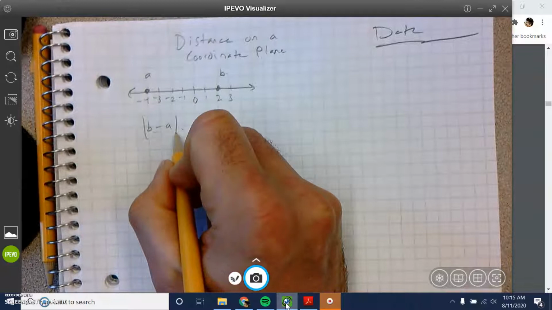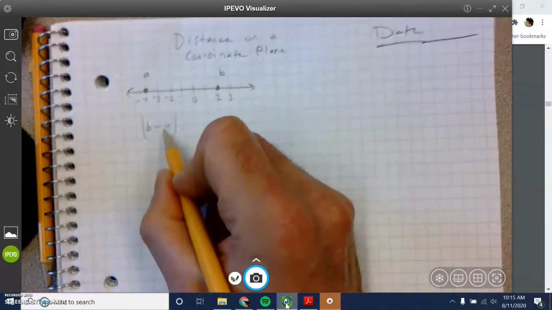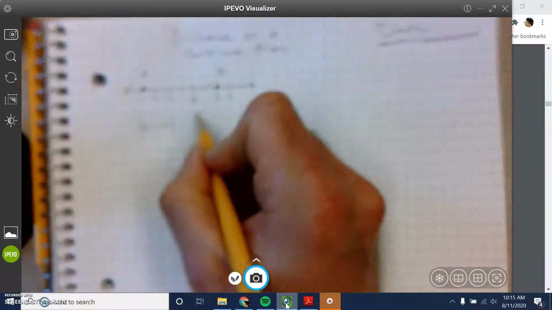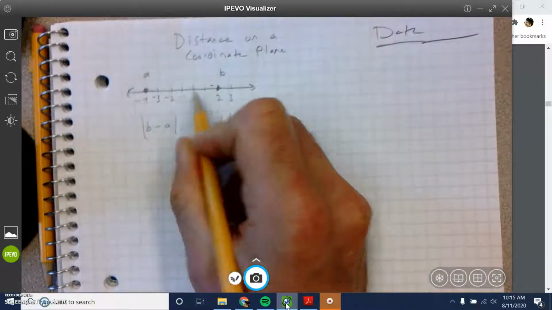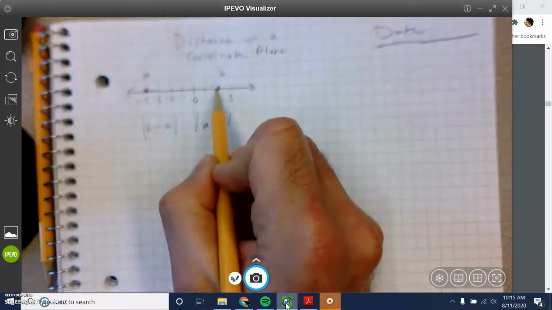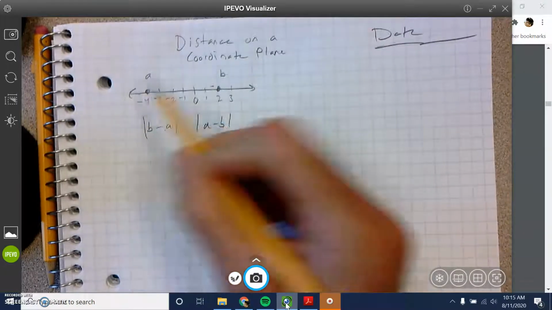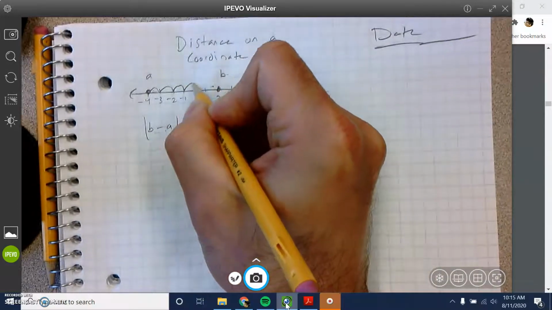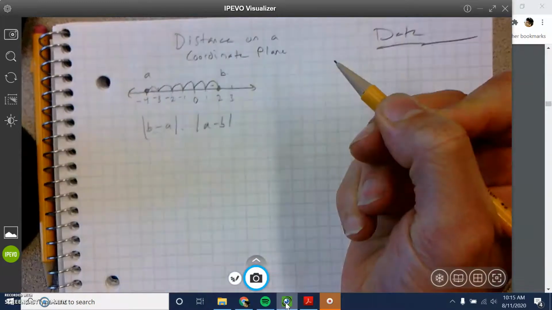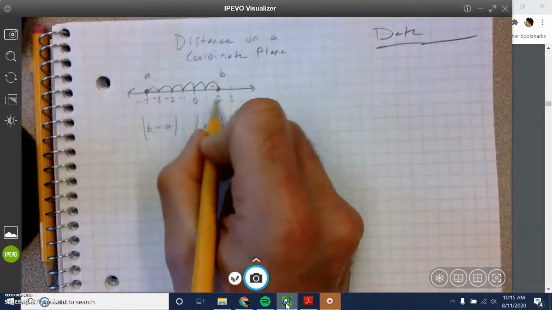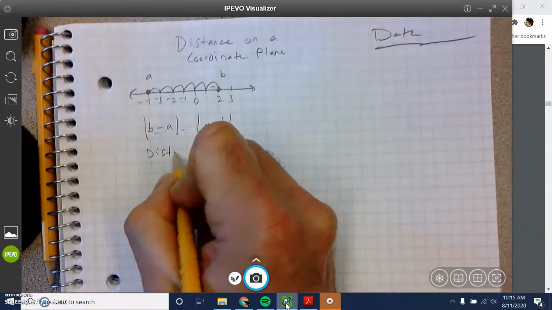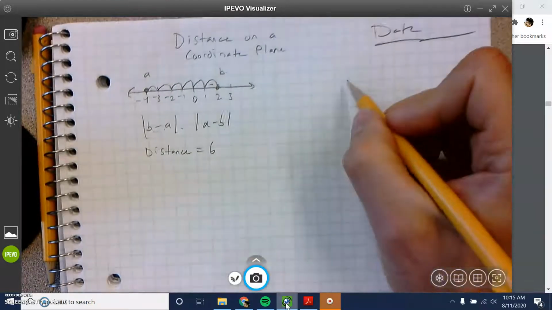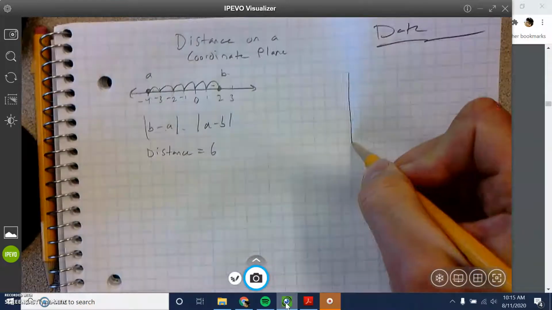Absolute value. The reason why it's absolute value is because absolute value turns values positive. It means the distance away from 0. The distance is always positive. So you can do all this if you want. You can subtract -4 minus 2, or 2 minus -4, and then make it positive because distance is positive, or you can just count 1, 2, 3, 4, 5, 6. So the distance is 6. So between -4 and 2, distance is 6.